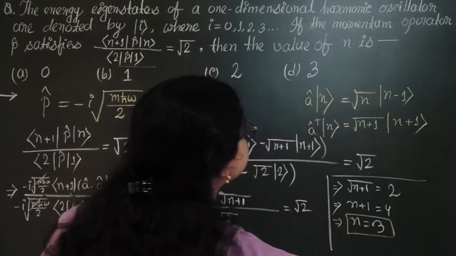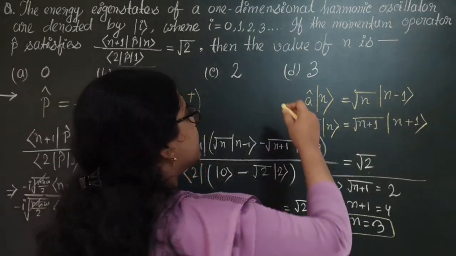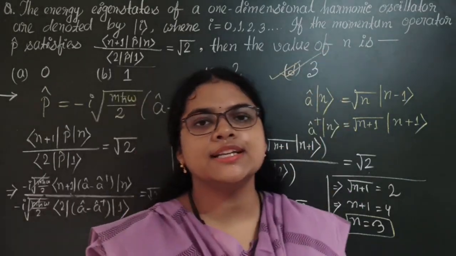And our question is, what is the value of n? So the value of n will be 3. That is option D. So our correct option is option D.